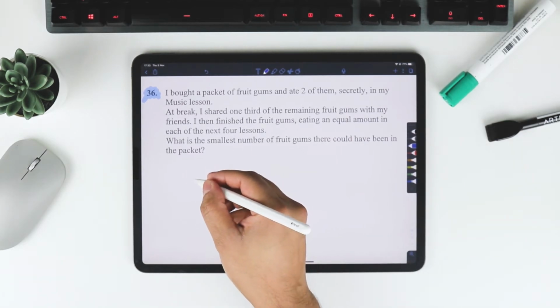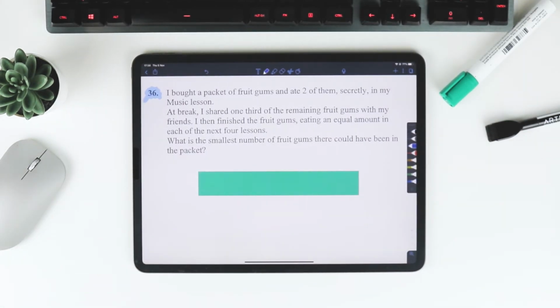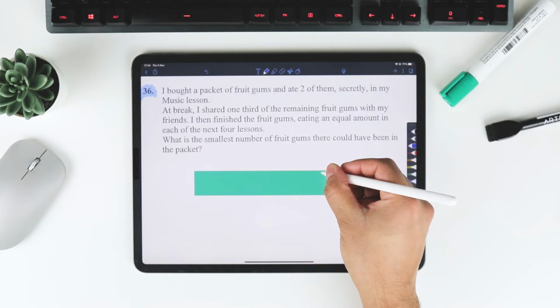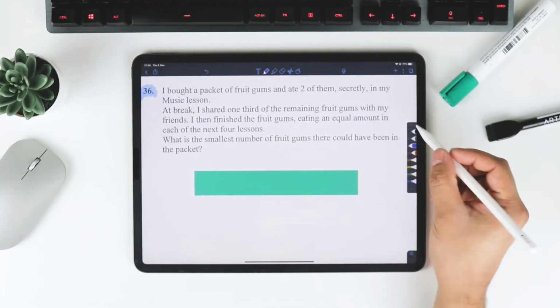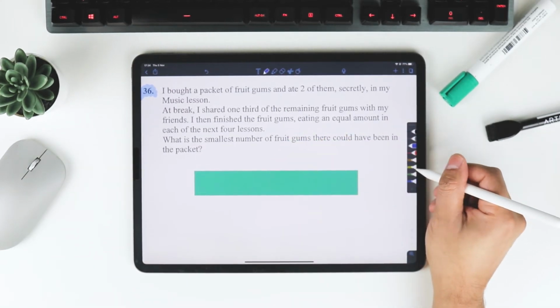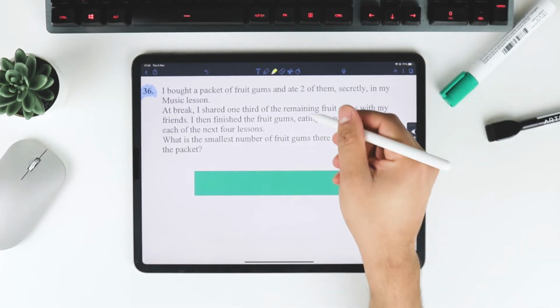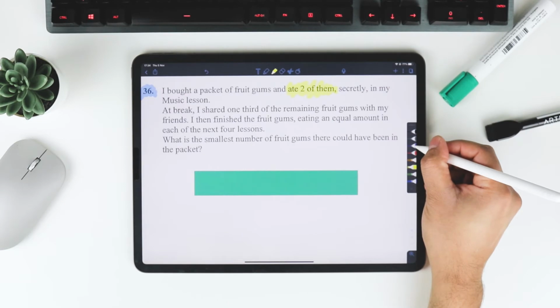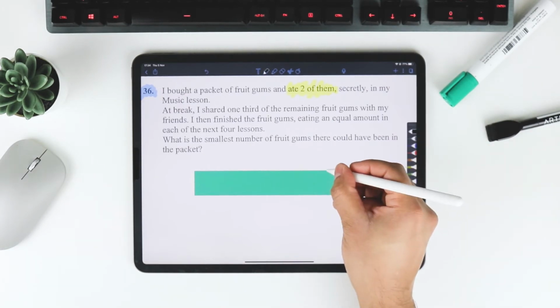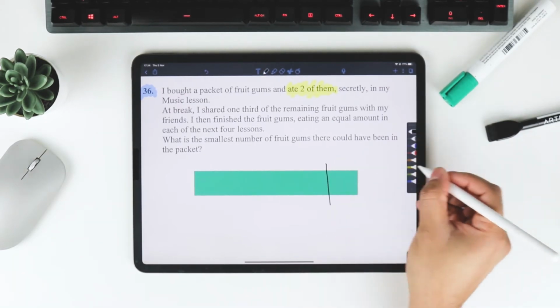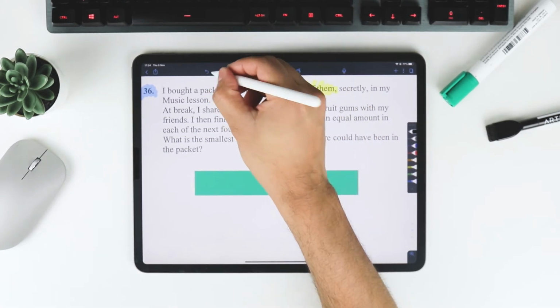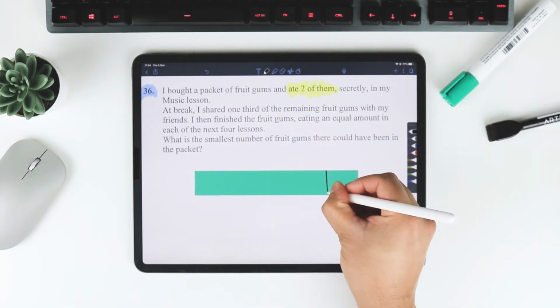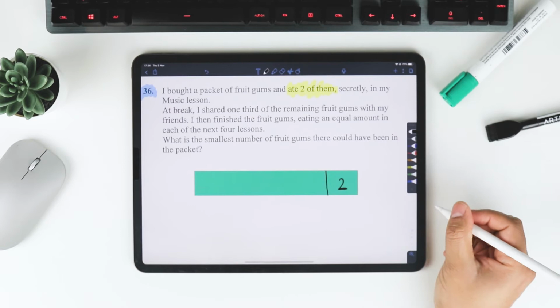I'm going to draw a bar. So here's my bar to represent the whole packet of fruit gums. He ate 2, so I'm going to draw that. We're going to go through step by step. That's my packet of fruit gums. First, he ate 2 of them, so let's draw that out. I'll have a mark here, and I can write 2 in there if I want to.